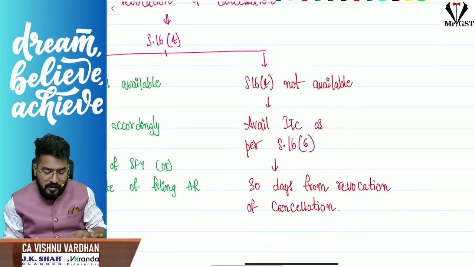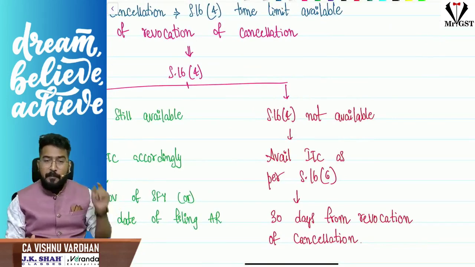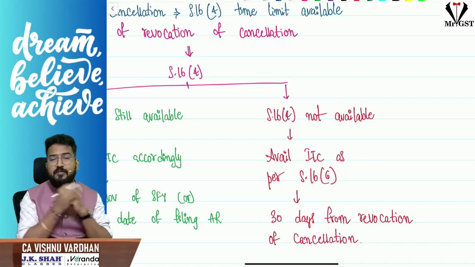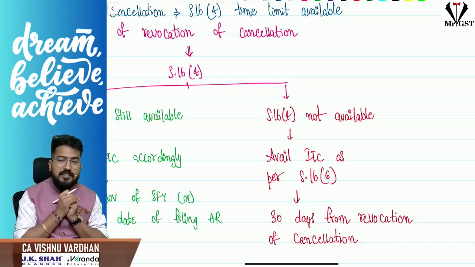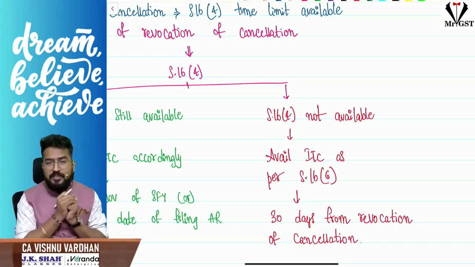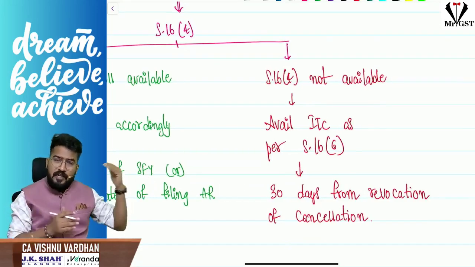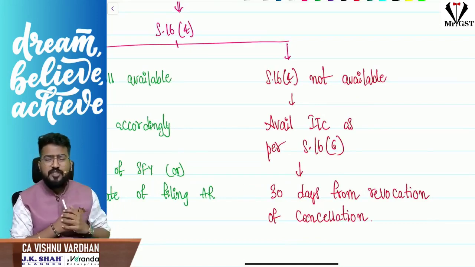But sir, at the time of cancellation the Section 16(4) time limit was available, but at the time of revocation the Section 16(4) time limit was not available. Then what should I do? Don't worry, for you Section 16(6) is coming to help. So Section 16(6) says you can take ITC for that period, from cancellation to revocation, for any returns whose time limit for availing ITC under Section 16(4) is over.